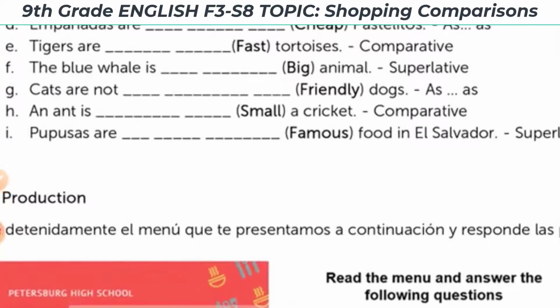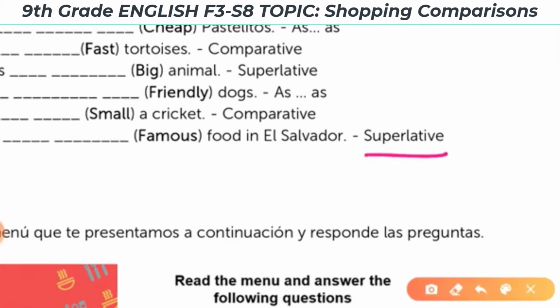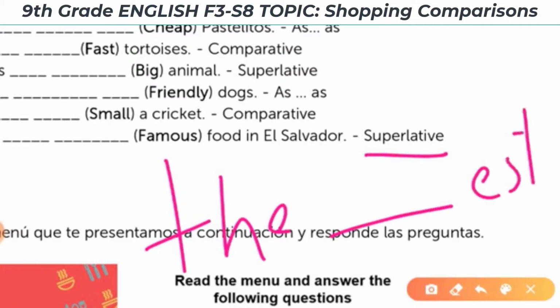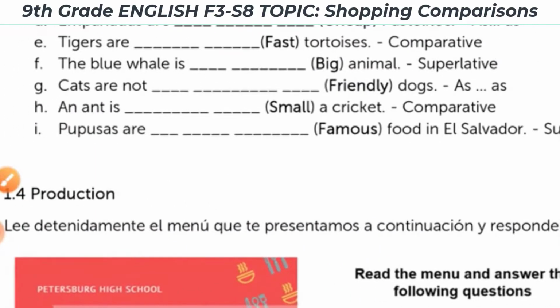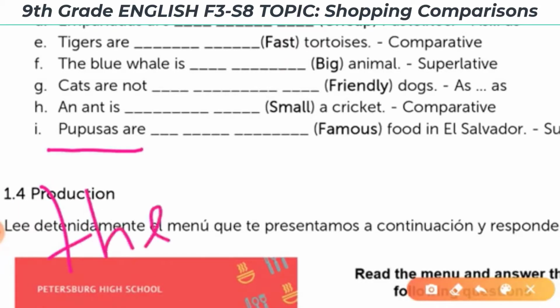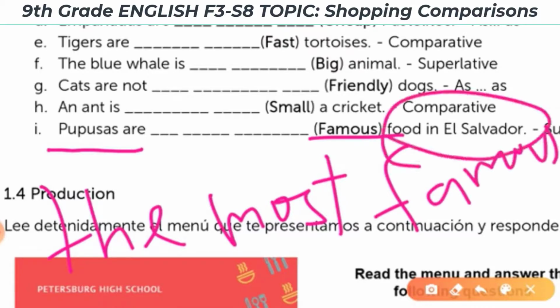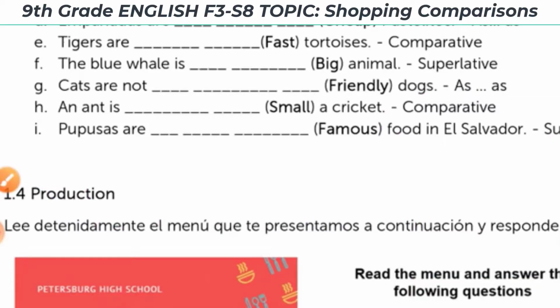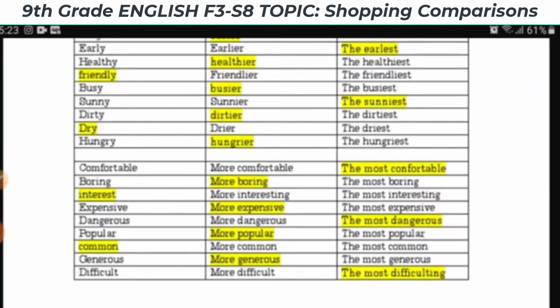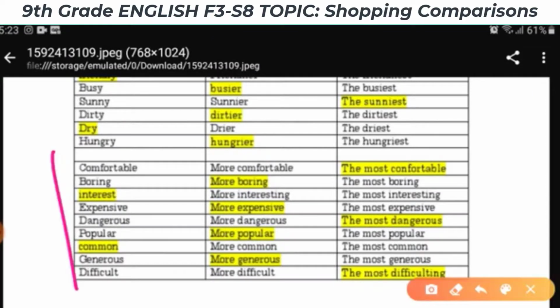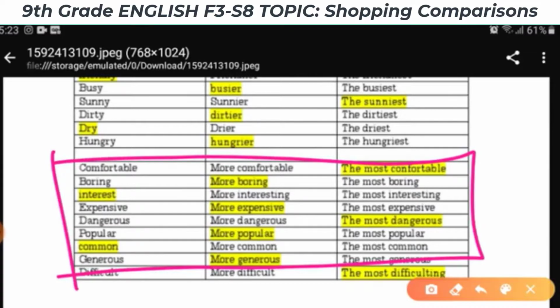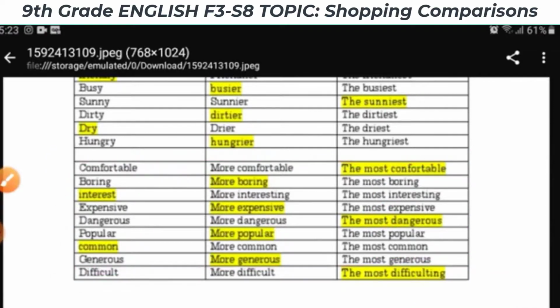Hagamos la última. Pupusas. Yes. Pupusas. Y lleva el superlative. Ok. Tiene que llevar el the, el adjective y el est. ¿Cómo sería? Pupusas is... ¿de qué? No, pupusas, sorry, no es así. Pupusas are the most famous food in El Salvador, ¿ok? La más famosa. Pupusas are the most famous food in El Salvador. De nuevo te puedes apoyar aquí, de esta parte, para acordarte que los adjetivos que tienen más de 2 sílabas, como famous, yes, tienen que añadir most, ¿ok? Así te fijas en esto, the most famous, ¿ok?